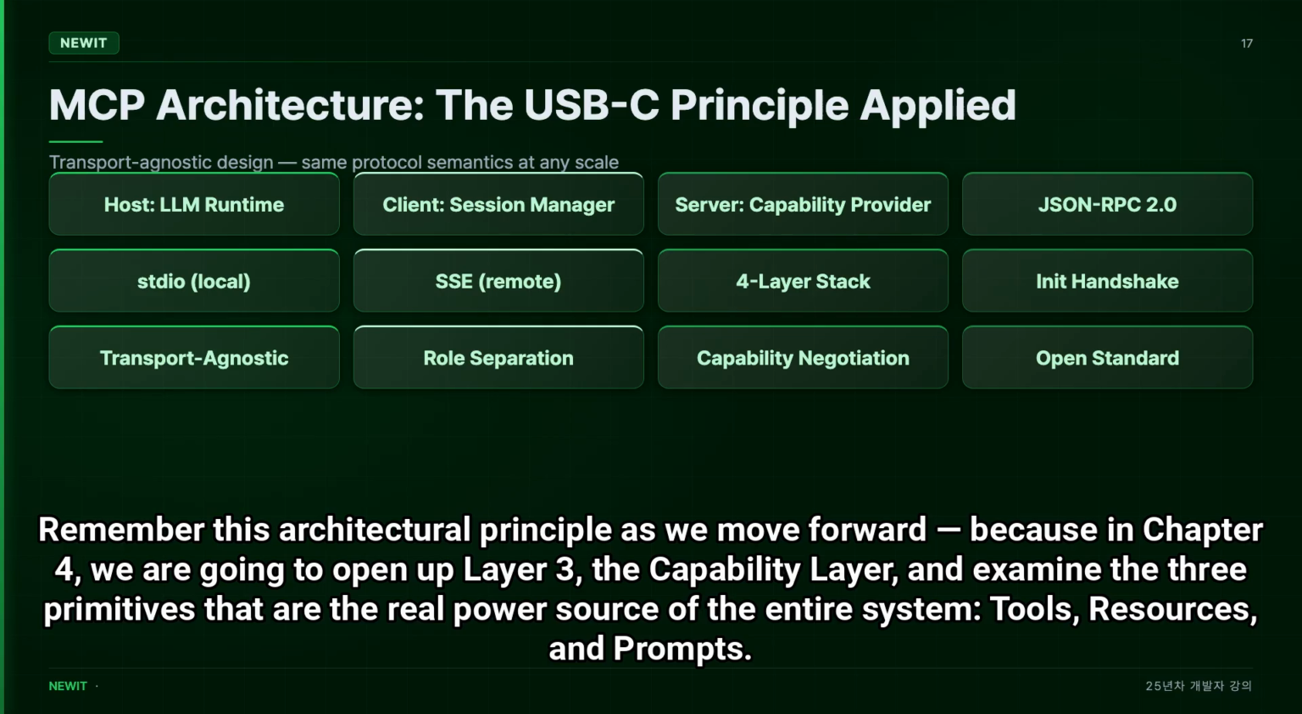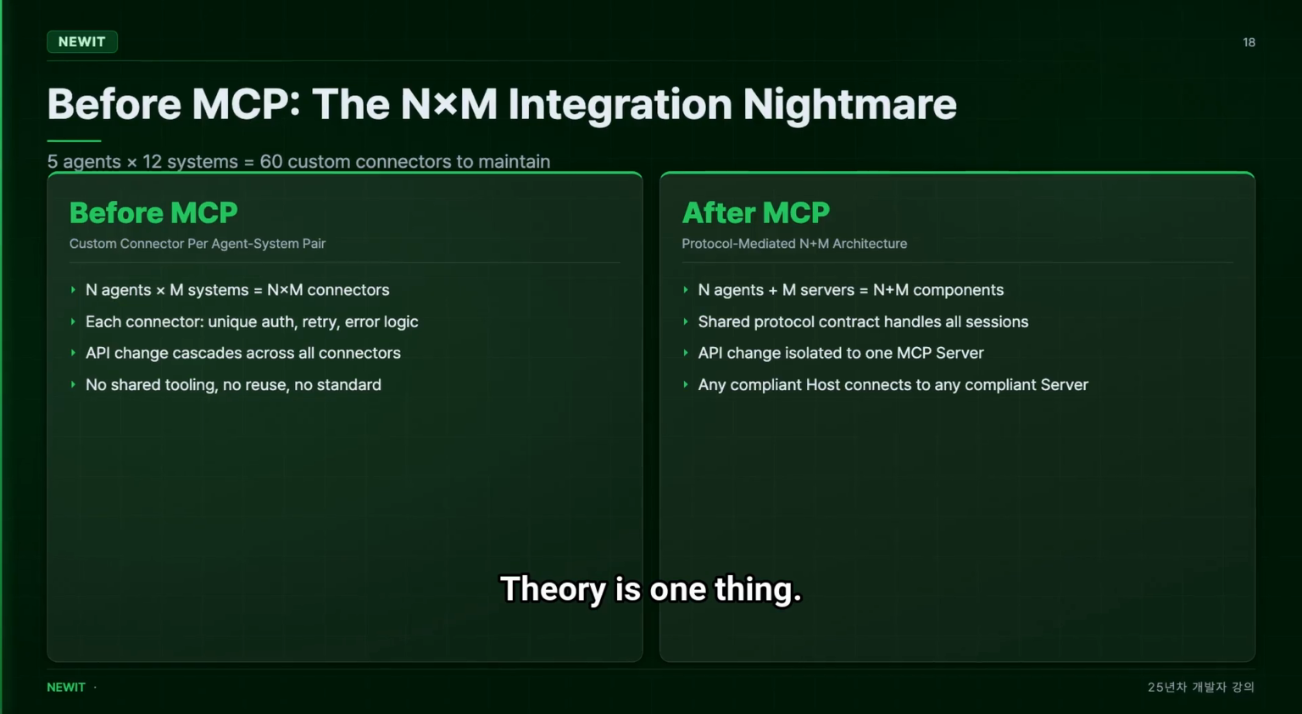Remember this architectural principle as we move forward, because in Chapter 4, we are going to open up Layer 3, the capability layer, and examine the three primitives that are the real power source of the entire system: tools, resources, prompts.